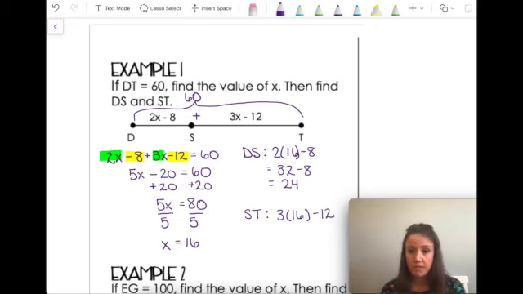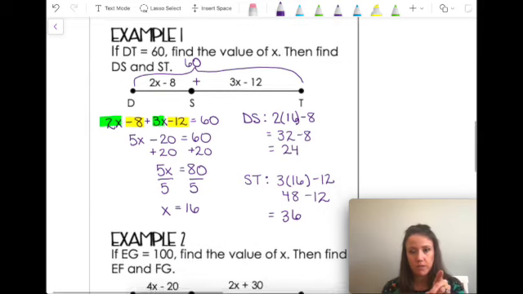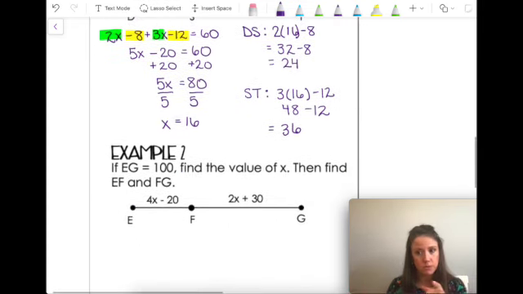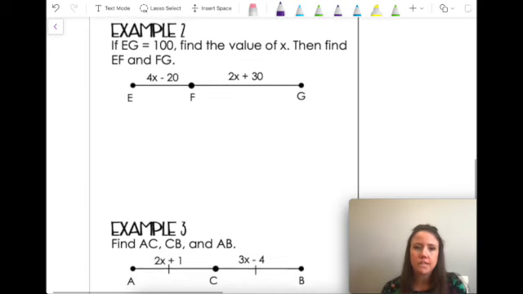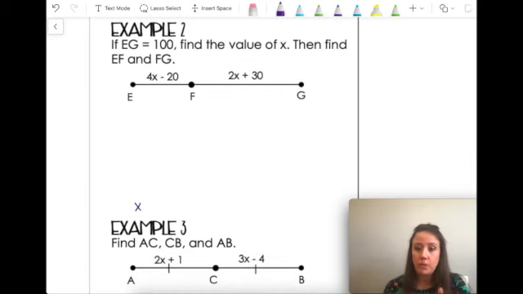Also, doing the same thing for ST. So 3x minus 12. 3 times 16 minus 12. Again, type it in your calculator if you're not feeling like doing all that mental math. But 3 times 16 is 48. Minus 12 is 36. Also notice 36 plus 24 equals 60, which was the goal. All right, for example 2, I want you to try it.